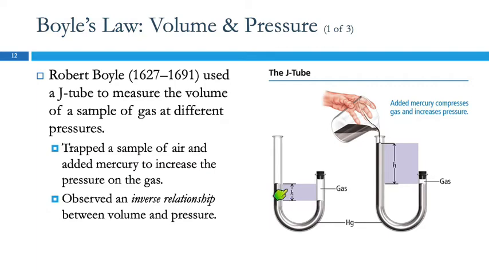So here he's measuring the difference in pressure between the gas and the atmosphere, and you can measure the volume. You can even do it with just some geometry, volume of a cylinder. And here, by adding more mercury, it's pressing this gas, pushing on it, making it smaller, compressing it, and the pressure difference is larger. So he looked at this. We call this an inverse relationship because if the pressure goes up, the volume goes down, and vice versa.